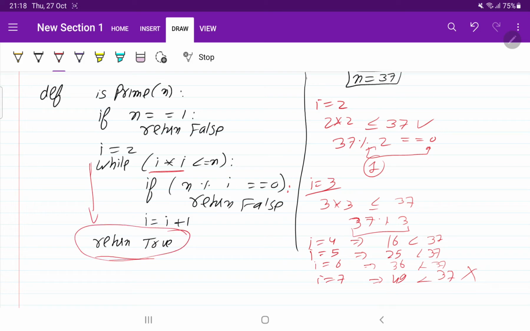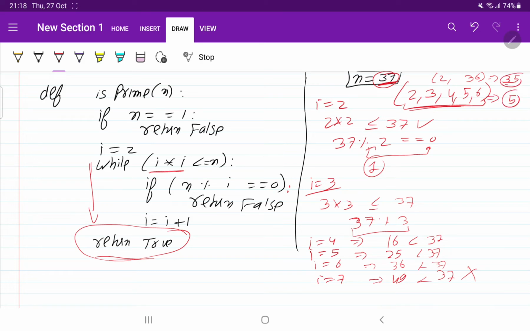So what did you get from this approach? To check for n equal to 37, we have checked for 2, 3, 4, 5 and 6. Only 5 checkings we have done for the number n equal to 37. It means earlier we were doing 36 checks. Starting from 2 to 36, how many checkings were we doing? 35. Now that is changed to just 5.